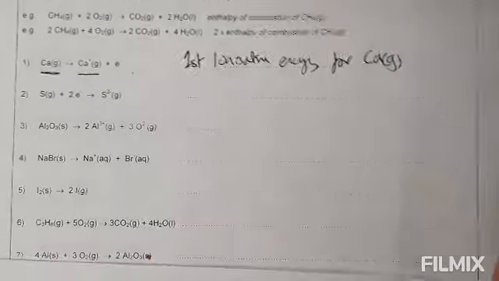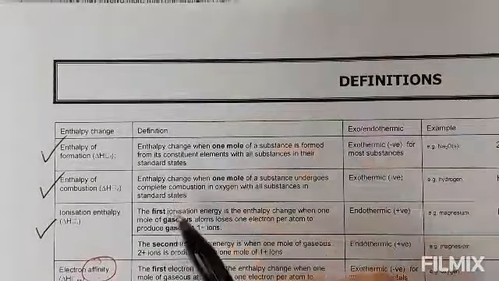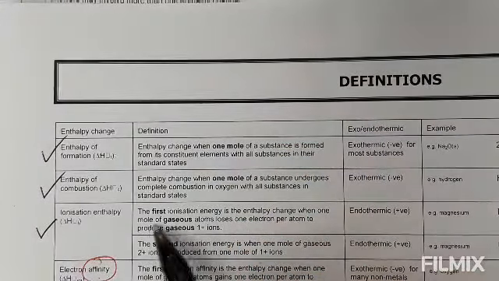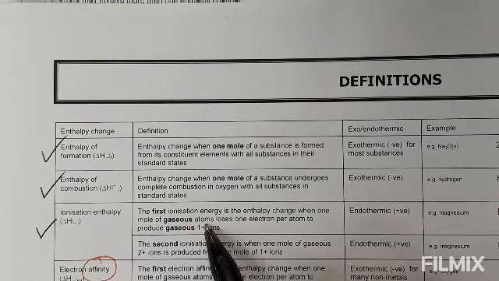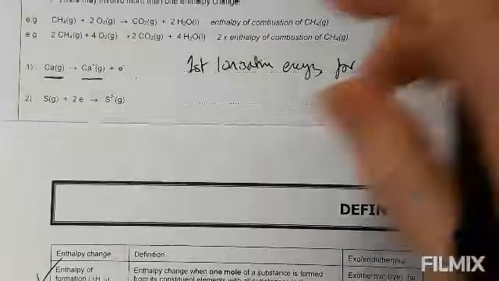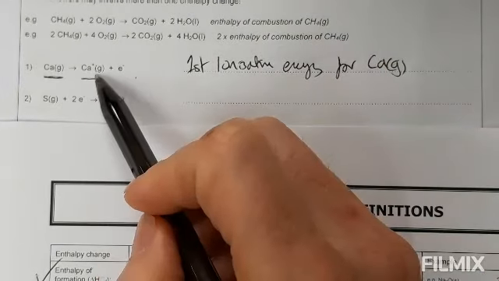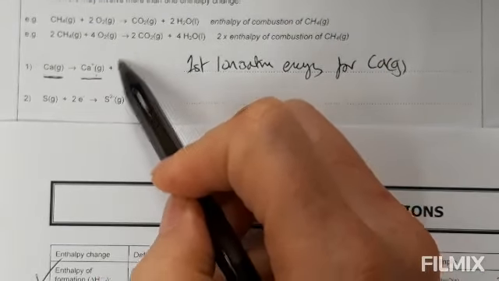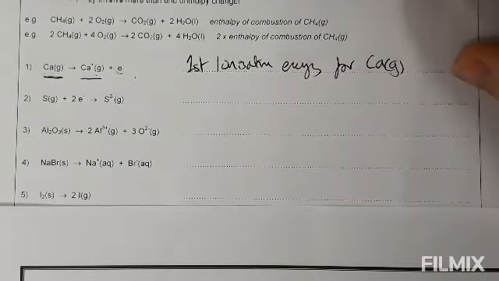If I have a look at the definition below here, where I've got the enthalpy change when 1 mole of gaseous atoms loses 1 electron per atom to produce gaseous 1+ ions. So 1 mole of gaseous atoms loses 1 electron per atom to form 1 mole of gaseous ions. Yeah, that's fine.